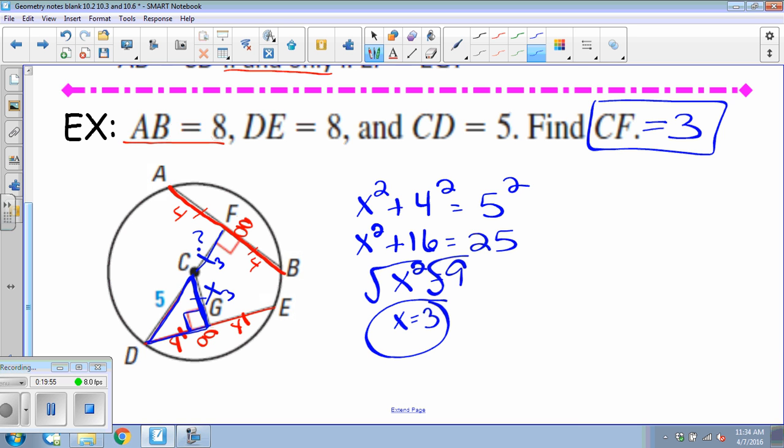Isn't there a word for it, like how 3 squared plus 4 squared equals 5 squared? That's a 3, 4, 5 triangle. Yeah, there's a word for it.